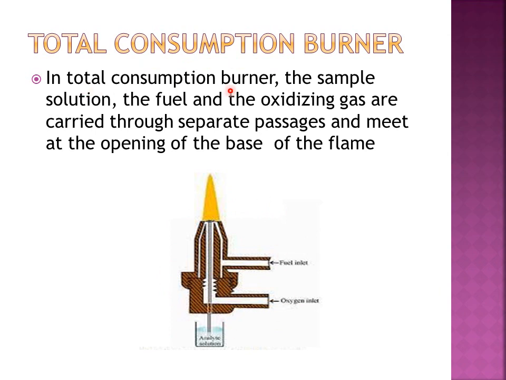In the total consumption burner, the sample solution, the fuel, and the oxidizing gas are carried through separate passages and meet at the opening at the base of the flame. You can see here the sample passage, here the fuel passage, and here the oxidant passage. All of these three components pass separately and meet at the base of the flame. All the sample that reaches the flame is consumed, so that is why it is called the total consumption burner.